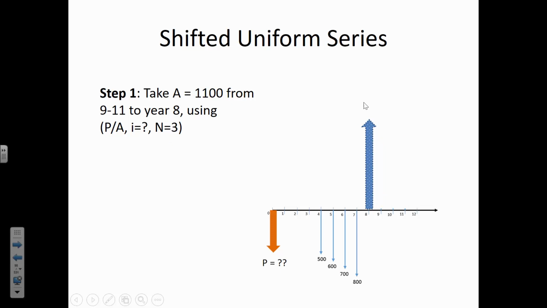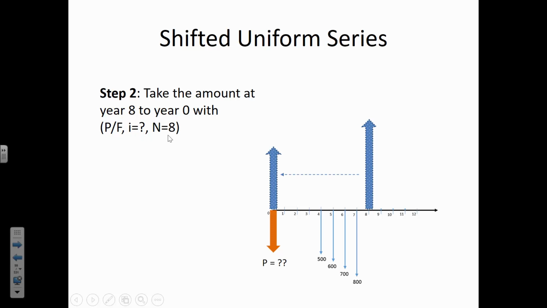And so now there's just one amount at year 8. The next step is that we would take this single amount and move it 8 years to time 0. So that's now find P given F at whatever interest rate applies for N equals 8 years. And now it's moved through time. We've discounted it. You notice that the arrow is shorter?